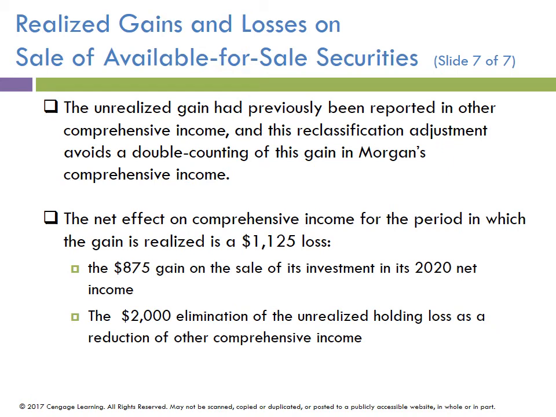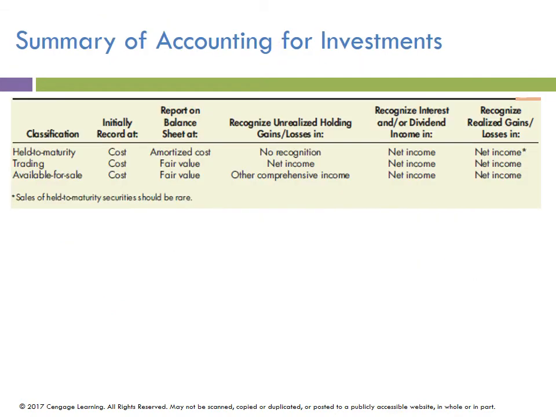And you could read through that, explaining it a little more. Okay, so those are how we account for investments that are held to maturity, which are bonds. We initially record them at cost. We report them on their balance sheet at their amortized cost. So we increase or decrease them for that period's amortization of discount or premium, and that's how they're reported.